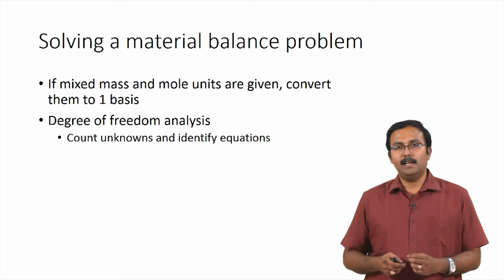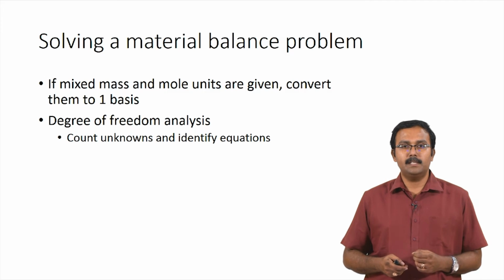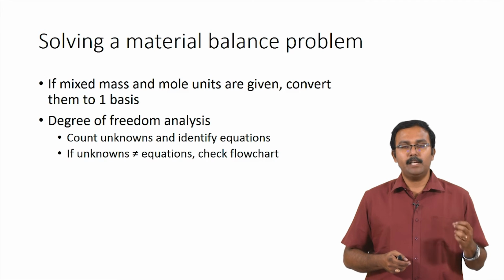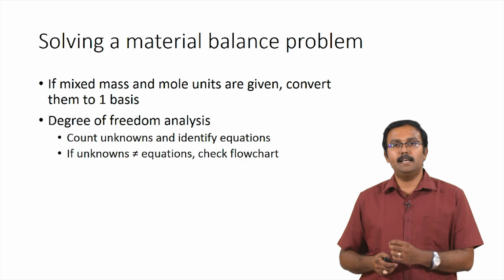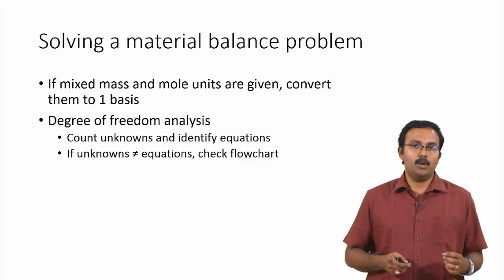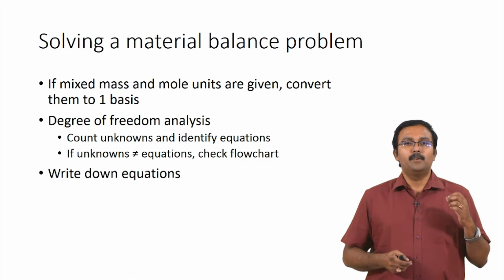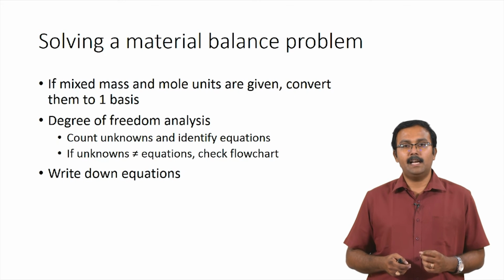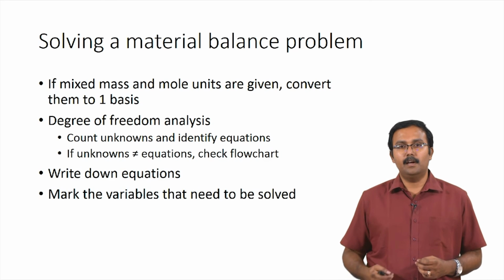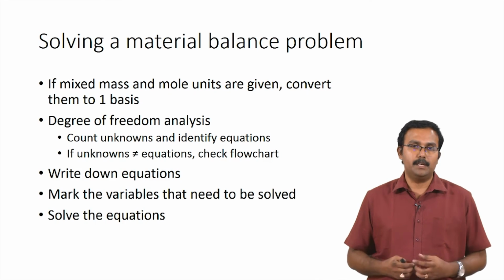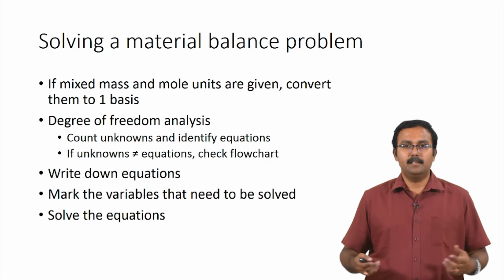Basically, you count all the unknowns and identify the equations, and make sure that the number of unknowns and the number of independent equations are the same. If they are not, please check the flow chart again. Once you have performed degree of freedom analysis, write down all the equations that are correlating these unknown variables, mark the variables that need to be solved for, and finally solve these equations. This will give you the desired answers.